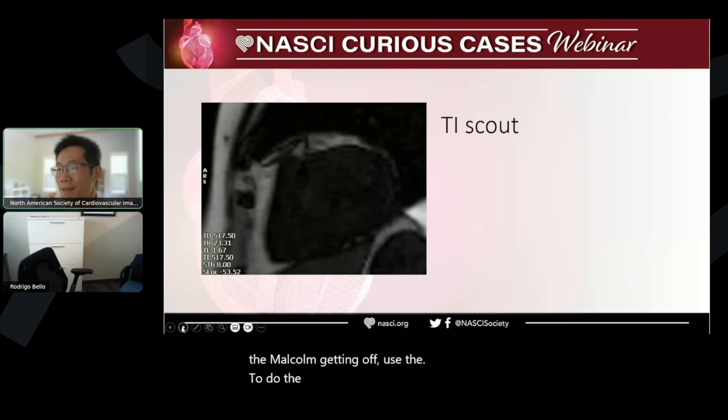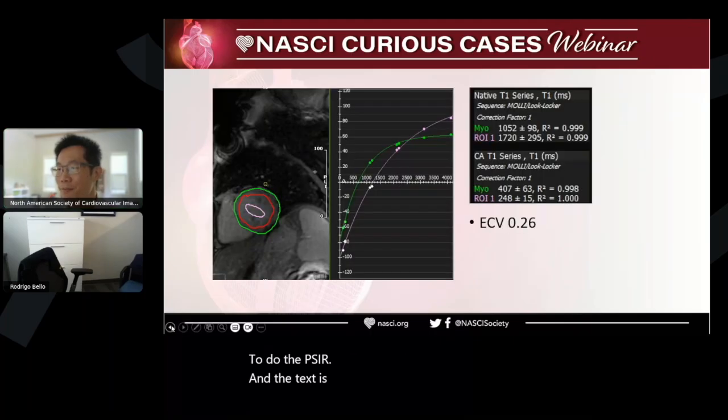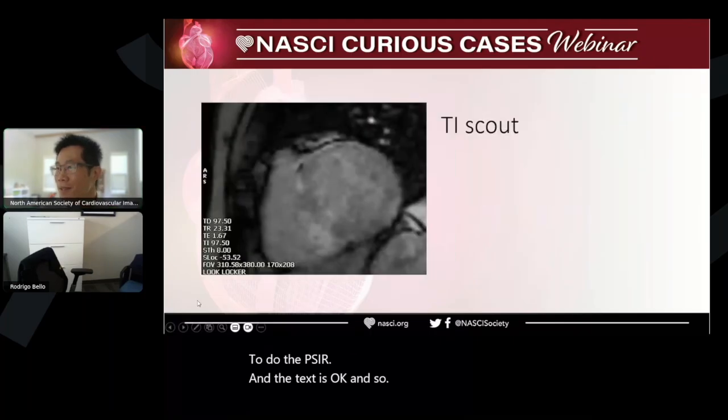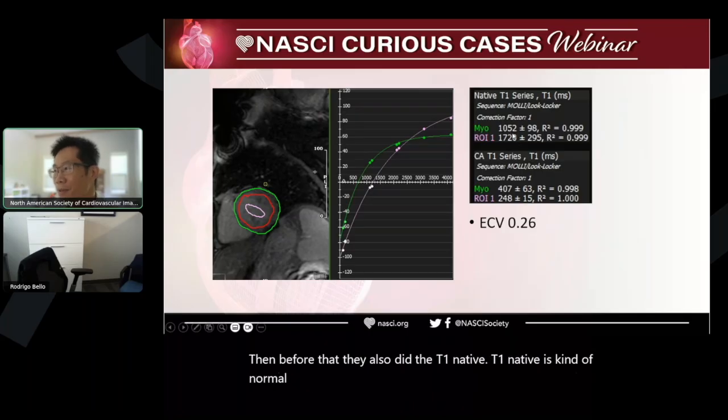And the tech will say, okay. But before that, they also did the T1 native. T1 native is kind of normal. It's upper normal, borderline. Well, I would say normal, 1052, and ECV is normal, 26%.